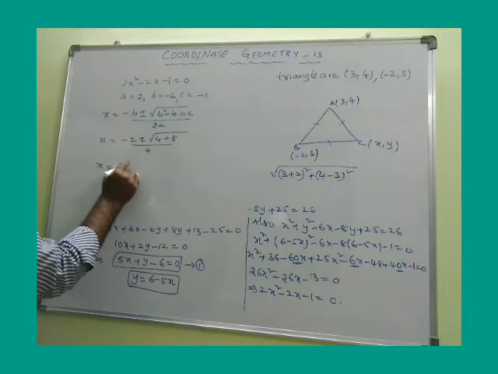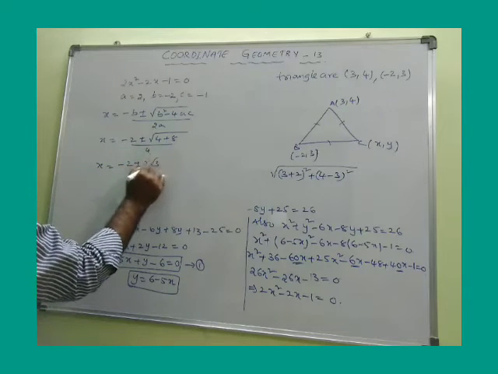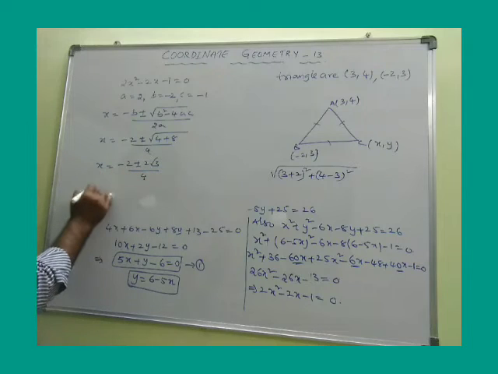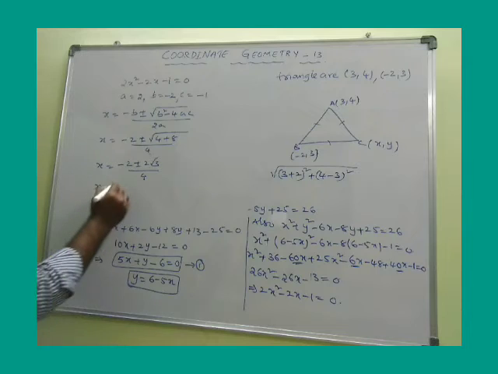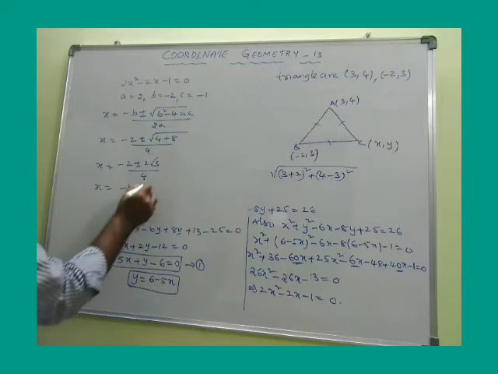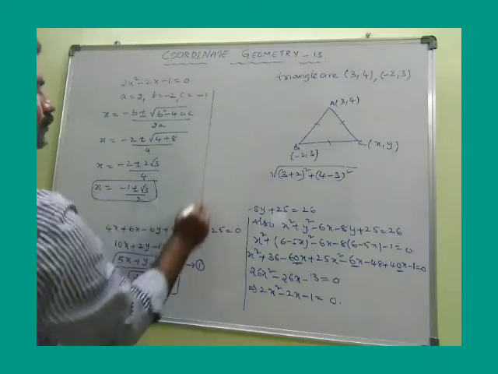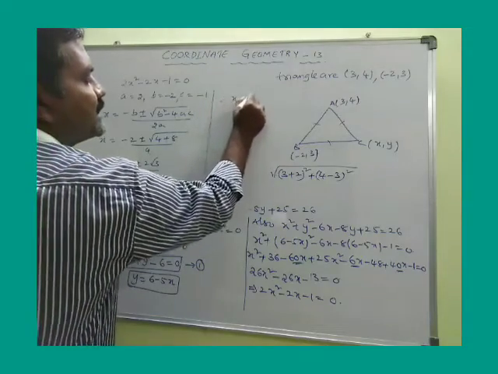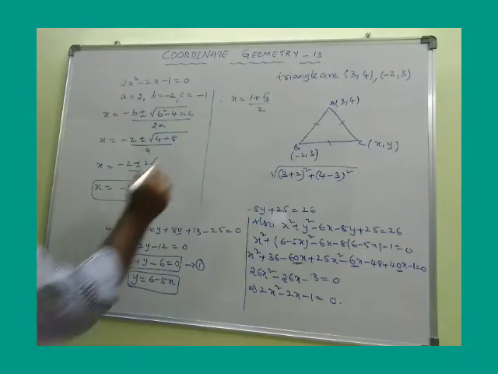Now x is equal to 2 plus or minus square root of 12, that is 2 root 3, by 4. Let us take 2 common and then cancel, then 1 plus or minus root 3 by 2. So we have x value is 1 plus or minus root 3 by 2. So first of all, better consider the positive value, that is 1 plus root 3 by 2.